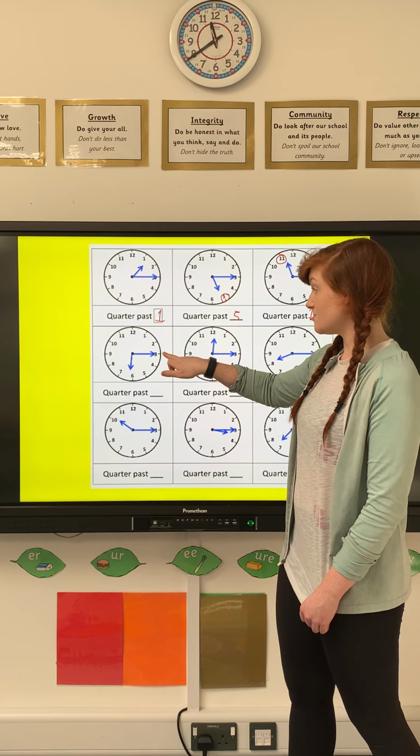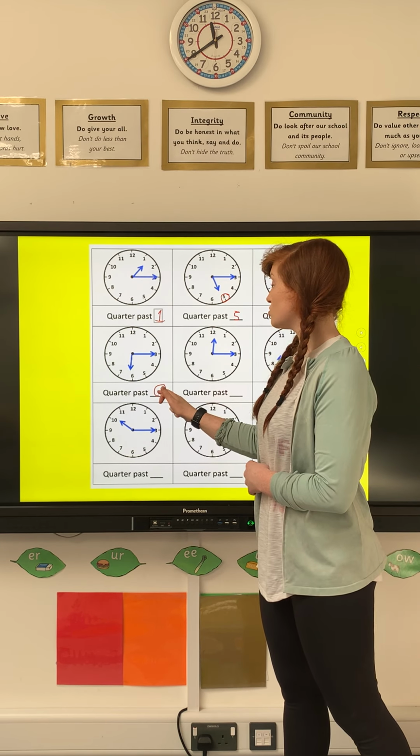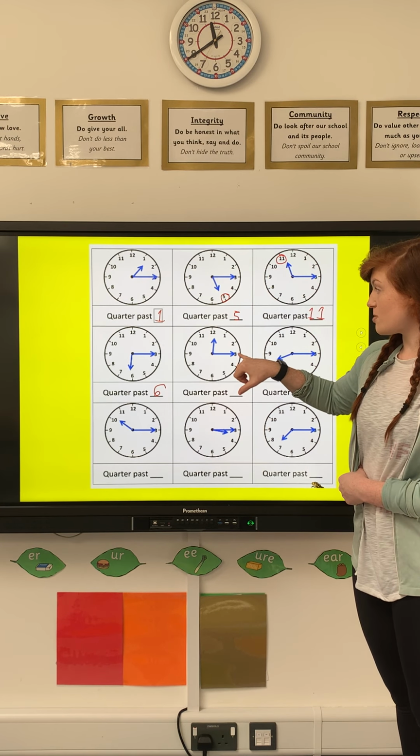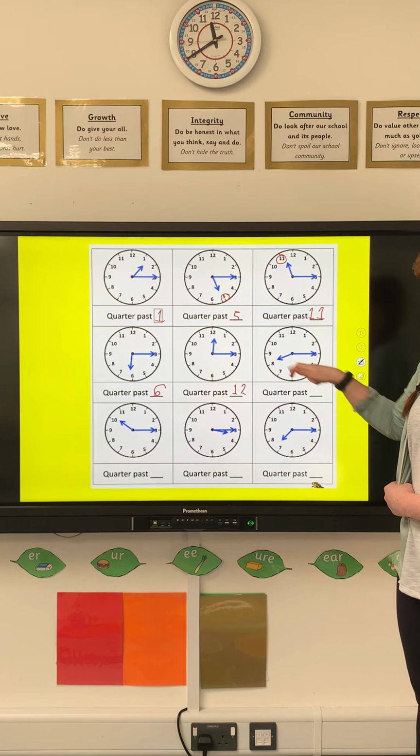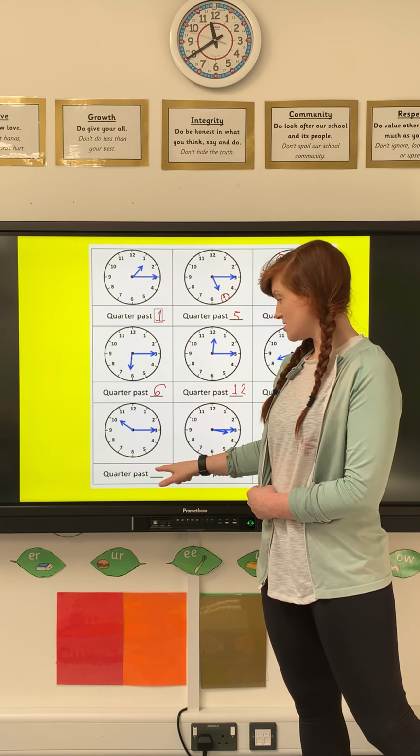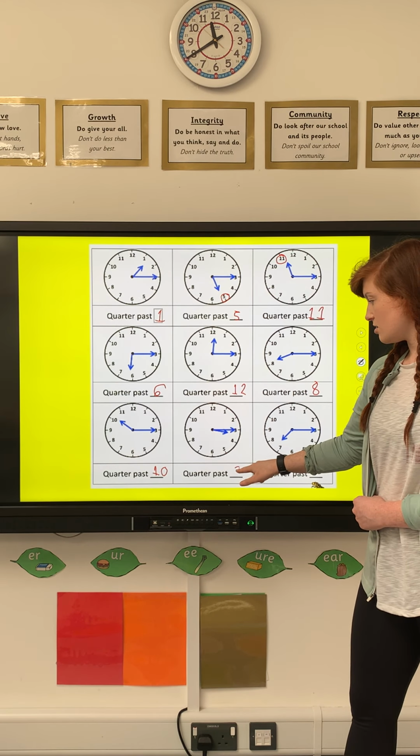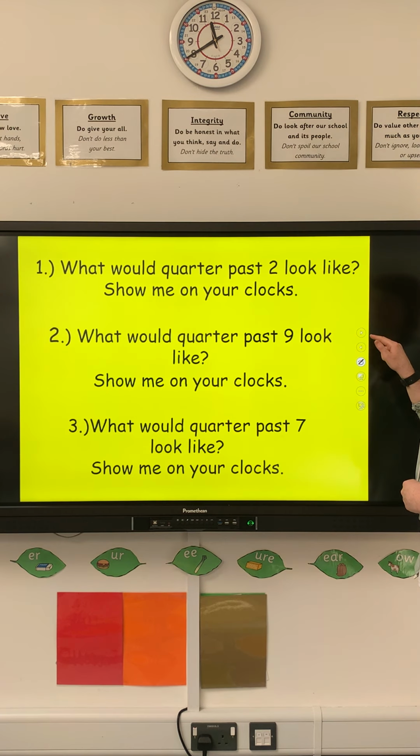Again here, the big hand's pointing at the 3 and the little hand is just past the 6. So it would be quarter past 6. Big hand's on the 3, so it's quarter past, and it's just past the number 12. And it's as easy as that. So you're looking for that big hand pointing at the 3 and the little hand, which hour is it just past? It's just past the number 8. Same with this one, it's just past the number 10. Just past the number 3. Just past the number 7.